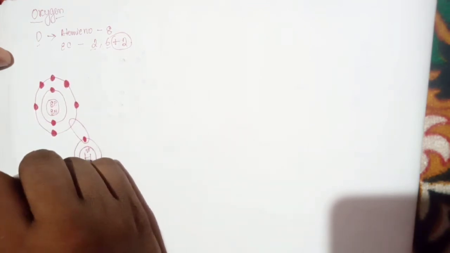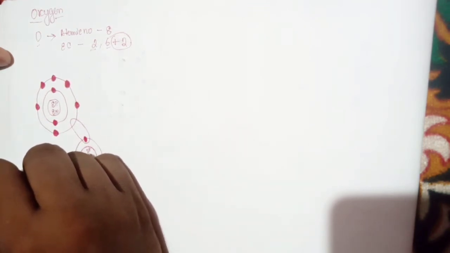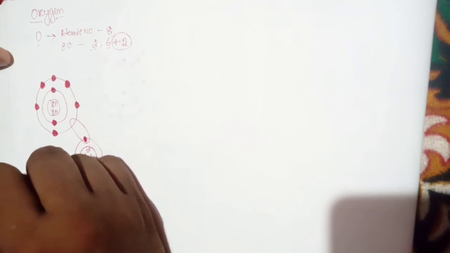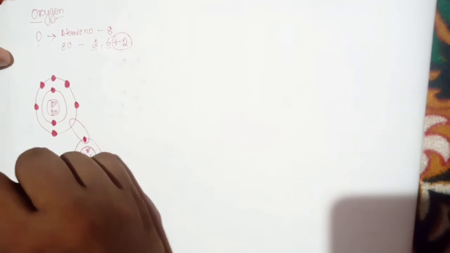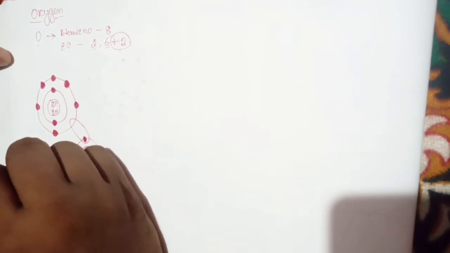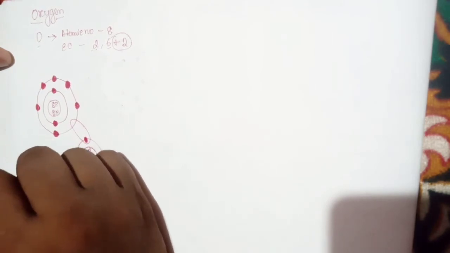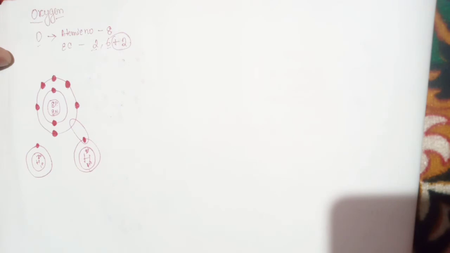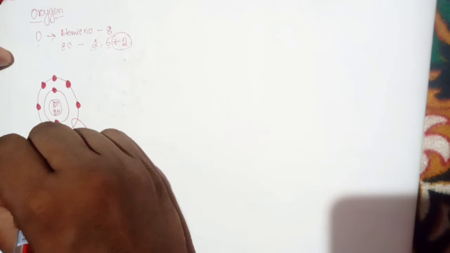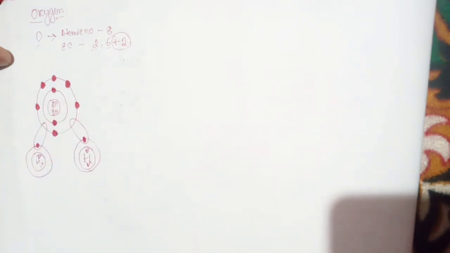oxygen. Then we have another hydrogen which has one neutron and one proton in the nucleus and one electron in the first orbit. So it shares one electron with oxygen and makes a bond.